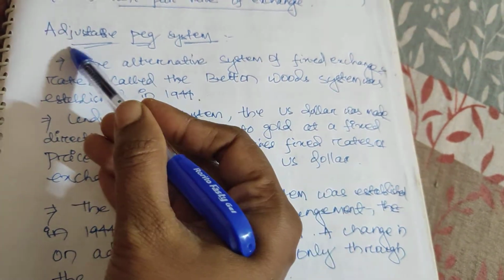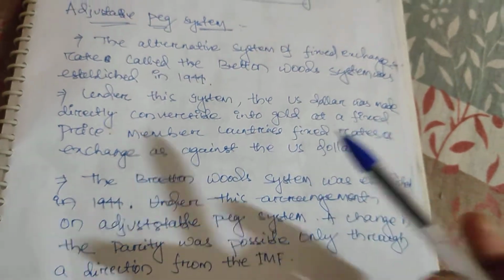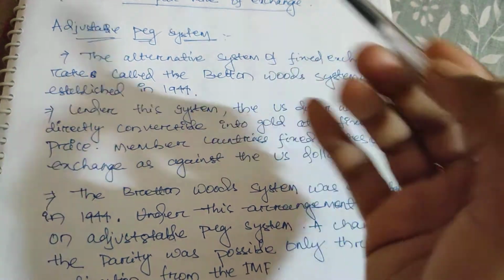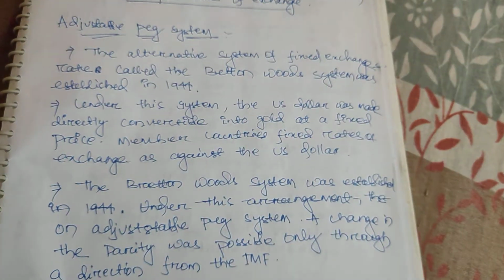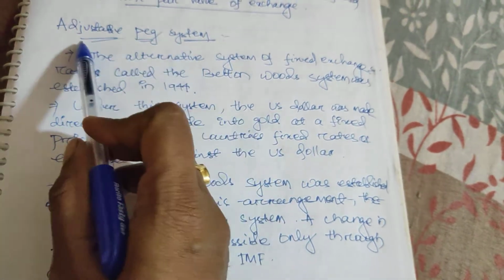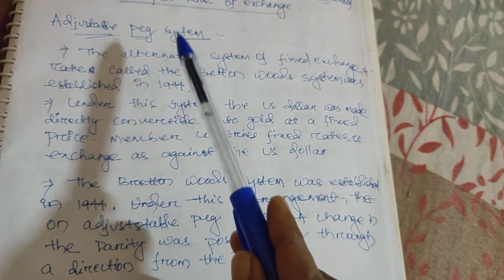Now we'll come to the adjustable peg system, which is a part of fixed exchange rate. In fixed exchange rate, I told you that either it will be stable or fixed, or it will change a little bit, at infrequent intervals. So if it changes, it is the adjustable peg system. What is the adjustable peg system?